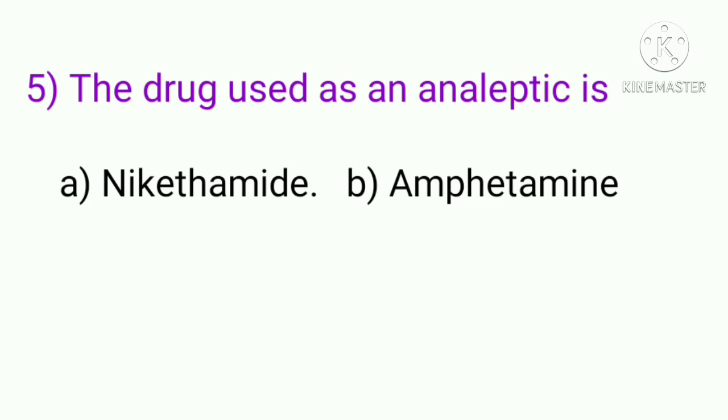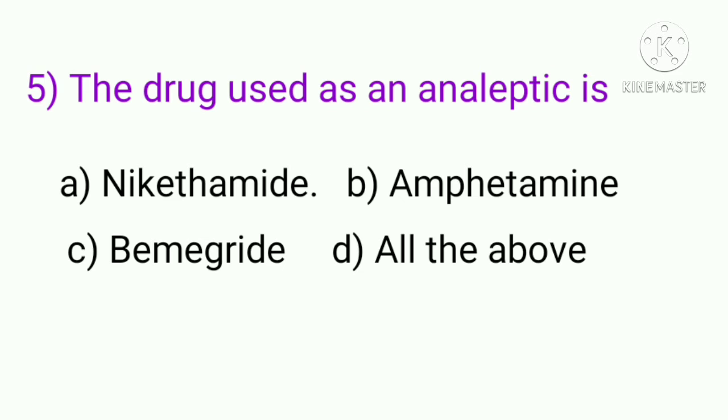Fifth question. The drug used as an analeptic is A. Nicotinamide, B. Amphetamine, C. Bemegride, D. All of the above. Answer is option D. All of the above.